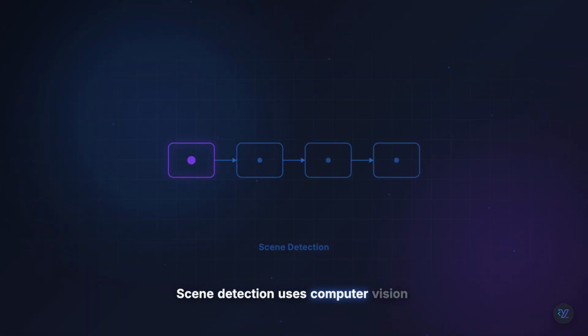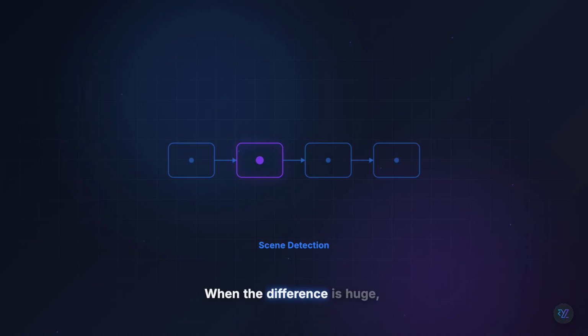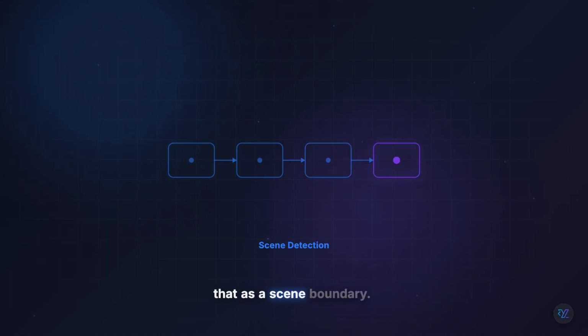Scene detection uses computer vision to analyze pixel changes between frames. When the difference is huge, like a cut from one shot to another, it flags that as a scene boundary.